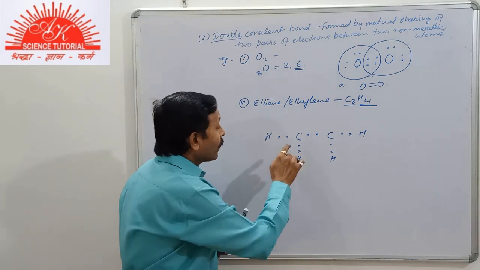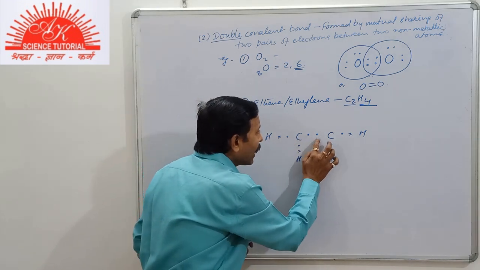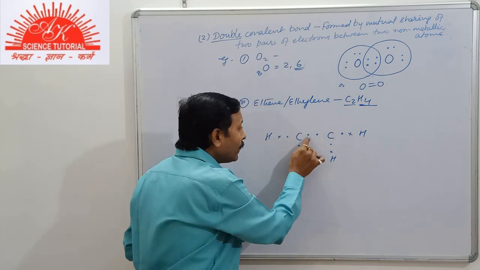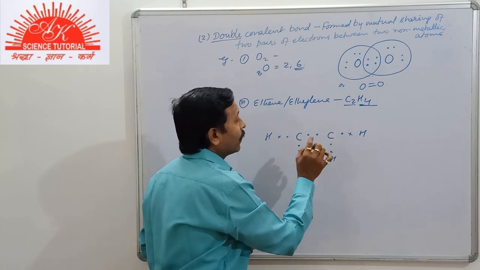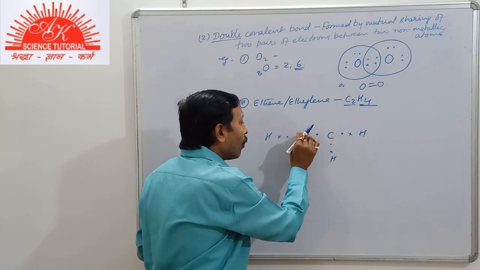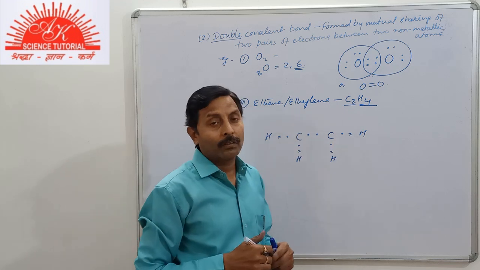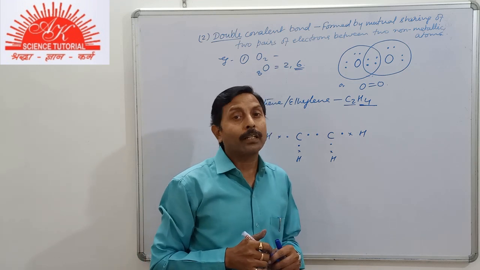But now you see that only 4 hydrogen atoms are used up, but 1 electron of each carbon atom is left. Only 3 have taken part in sharing. 1, 2, 3. 1, 2, 3. That is, 1 electron of each carbon atom is left. They have not completed their octet.